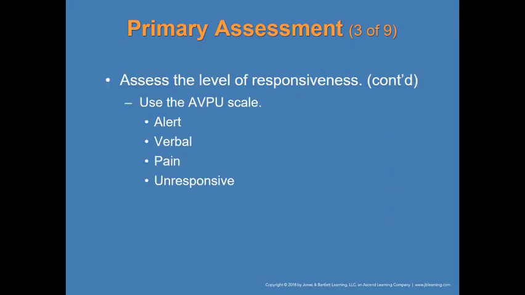Now, remember AVPU, and you guys need to write this down. AVPU: alert, verbal, pain, and unresponsive. Alert: the patient's talking to you and can answer all your questions. You walk up to the patient, their eyes are closed, and you have to holler at them loudly to get a verbal response. That's verbal.